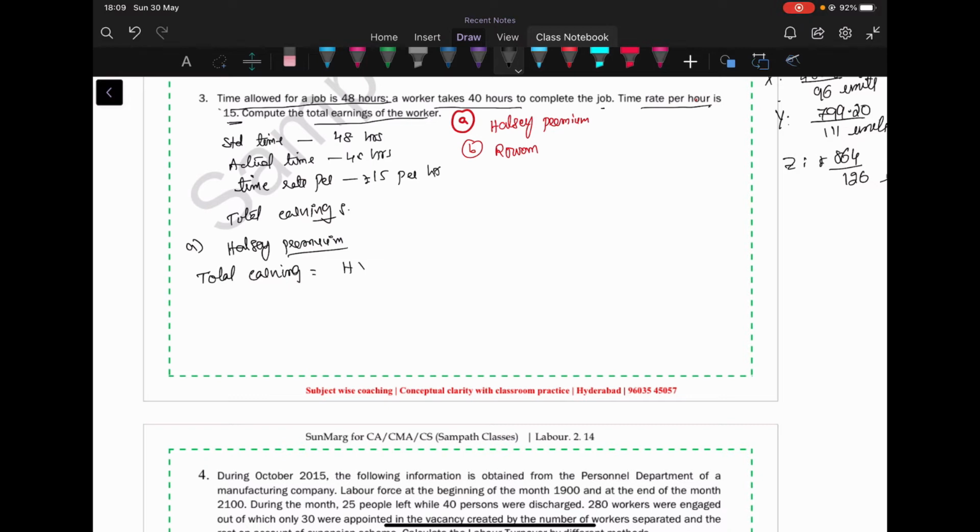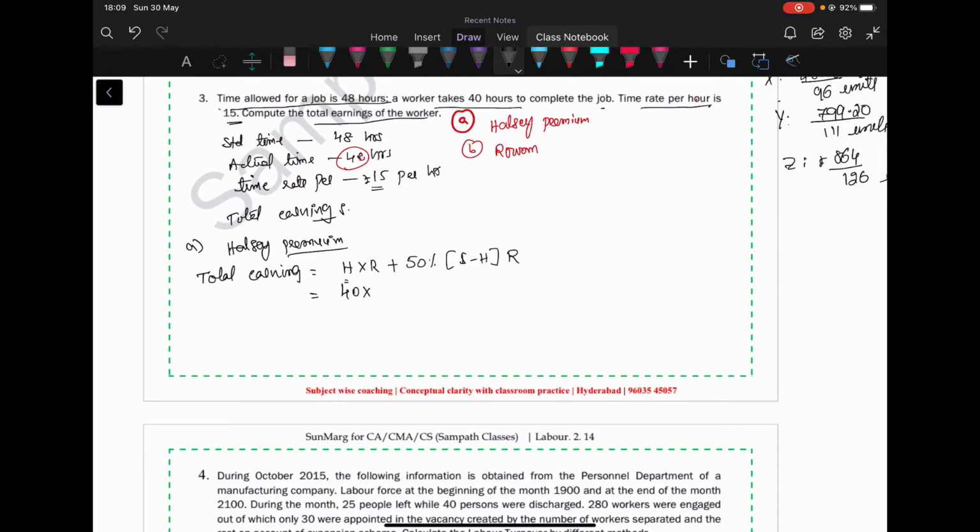Total earnings under Halsey premium: actual hours worked into rate per hour plus 50% of time saved, that is standard hours minus actual hours, into rate per hour. Okay, here actual hours, how many hours did he take? He took 40 hours for completing the job. So 40 hours. What is the rate per hour?